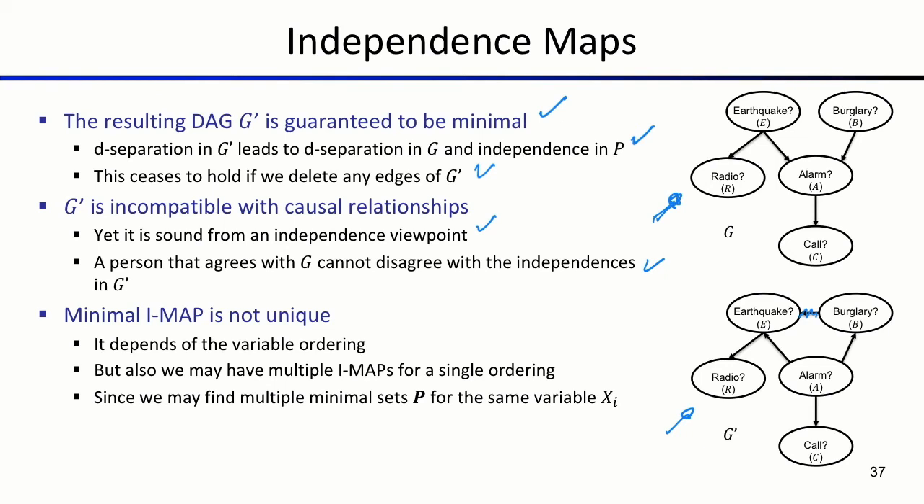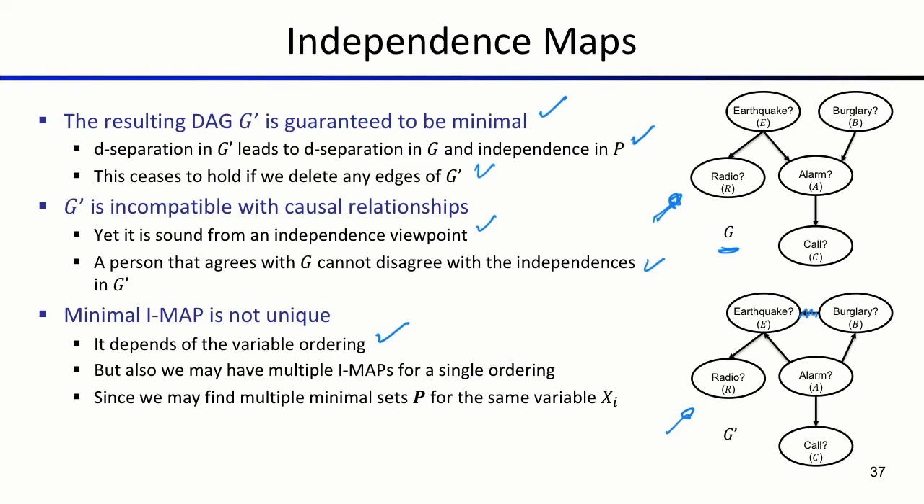Okay, this minimal I-map is not unique, so we discussed that. It depends on the variable ordering. So if we change the ordering, we get another minimal I-map that may have less or more edges than we have in this G prime. In a particular way, there is one ordering that will result into G, the causal graph that we built in the beginning.